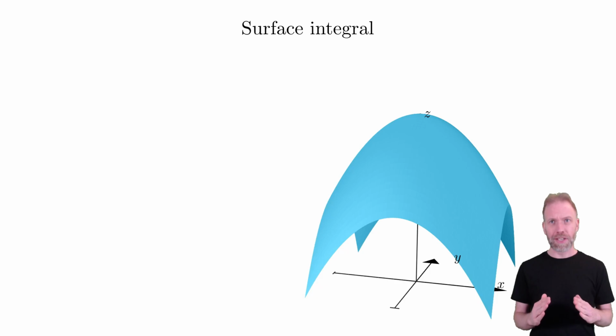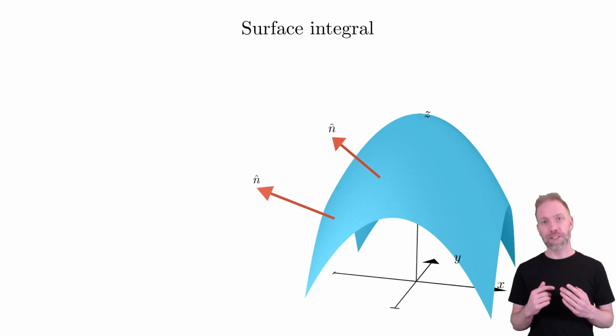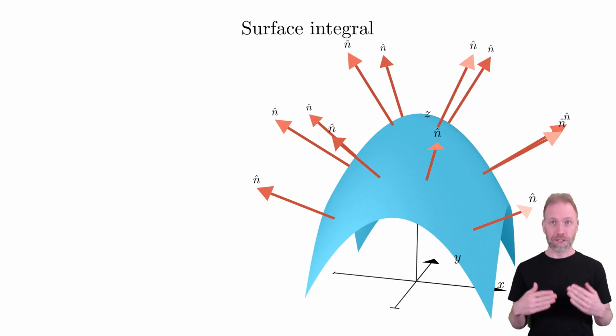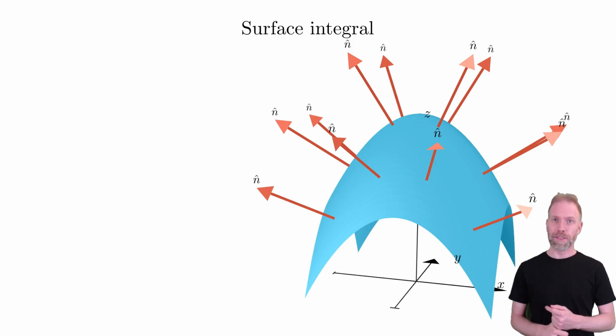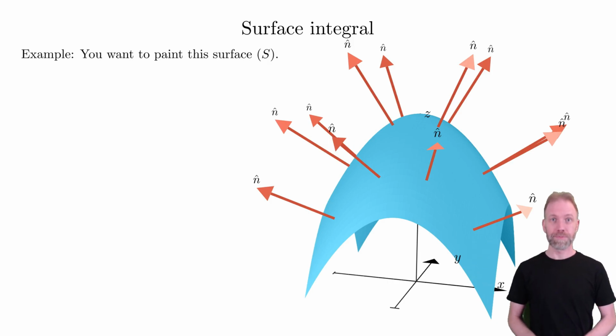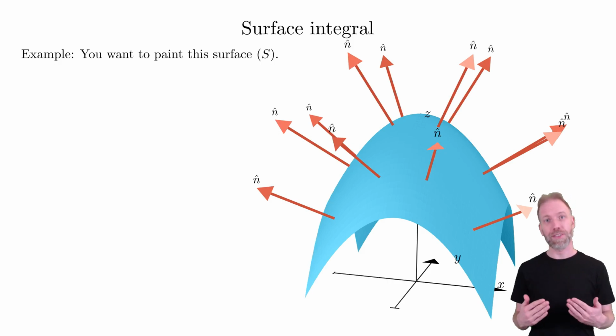This is the region we're going to integrate over here. The direction of the surface is given by the normal vector, which is perpendicular to the surface at every point. To give an example of what the surface integral could be, consider the following. You want to paint the surface in the figure. Assume that we are painting some pattern on it, which means that we use different amounts of paint on different positions.